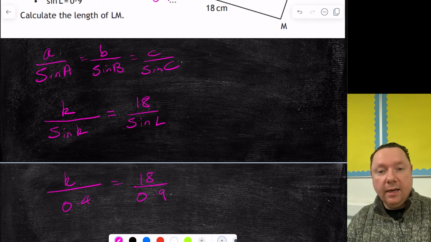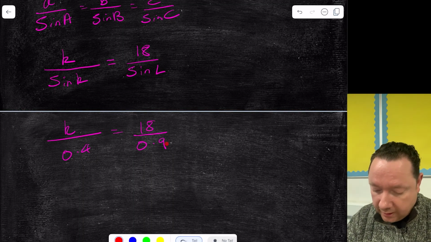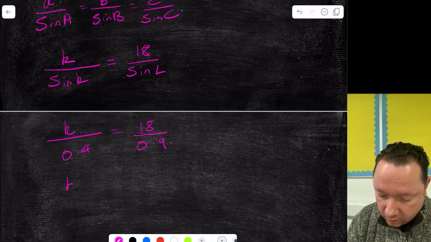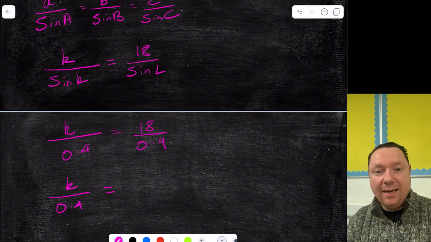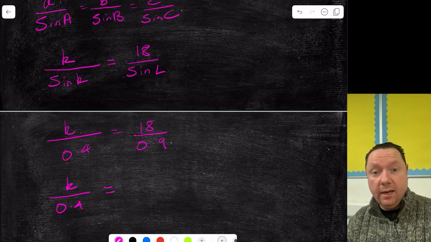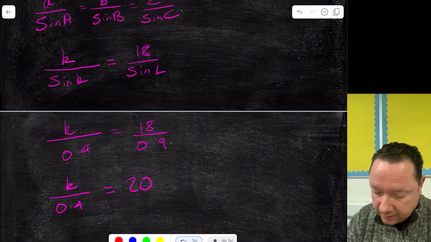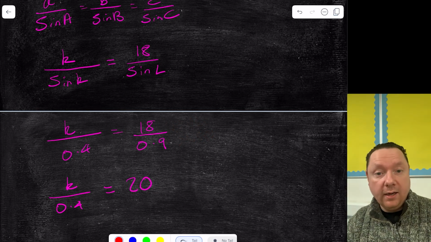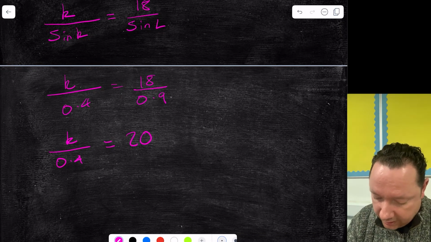And then we need to rearrange and work out k. This is a non-calculator question, so since 9 goes into 18, I might as well work out this side and leave k over 0.4 until the end. So I've got k over 0.4 equals, well, 18 divided by 9 is 2, so divided by 0.9 is 20. If you're not sure of that, you just times this by 10 to get 180 and times that by 10 to get 9. 180 divided by 9 is 20. And now I can work this out. That means that k equals 20 times 0.4.